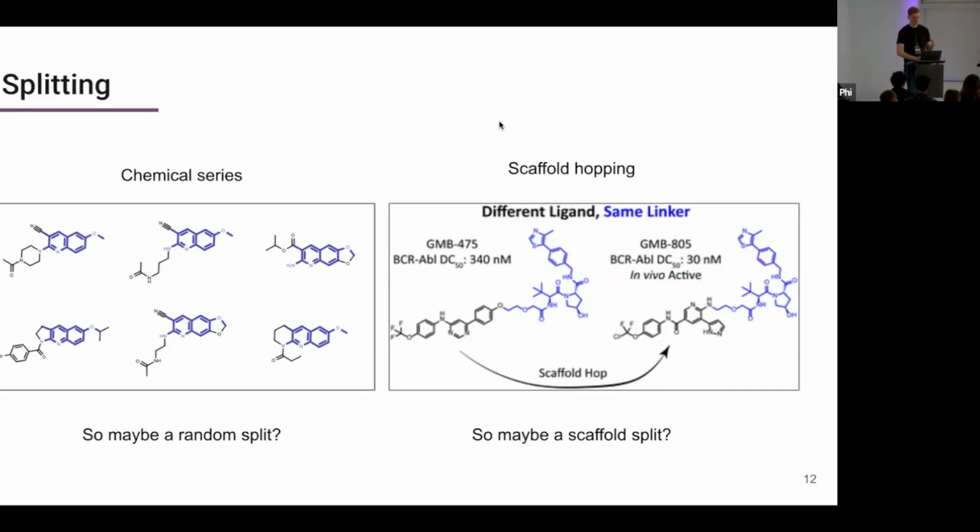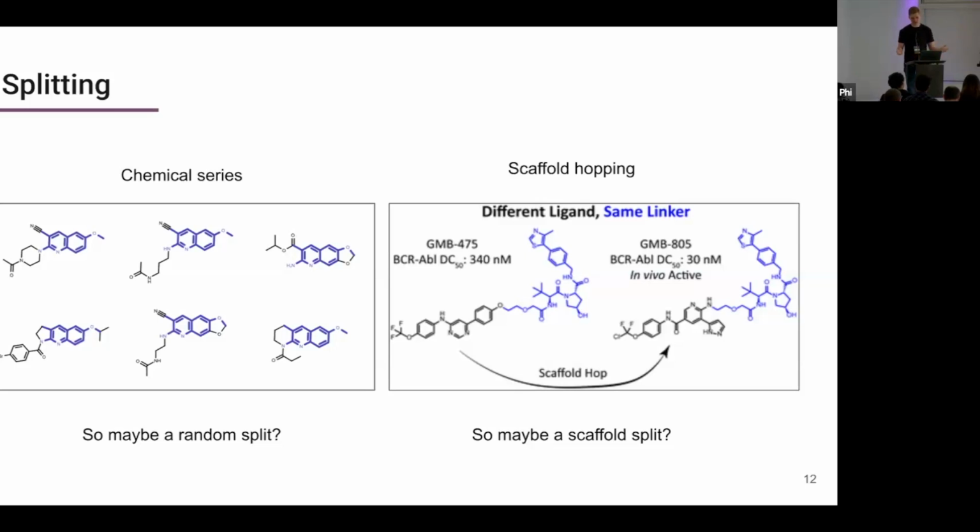So for example, if you're in a scenario where you're optimizing a chemical series, so typically in drug discovery programs, you find some starting points and you start making small tweaks to the starting points to try to improve the activity profile that you're after. In that case, you'll get what's called a chemical series. So it's a lot of very similar molecules. You stay very close to the starting point. In that case, maybe a random split is fine because your model doesn't need to generalize to the other part of the chemical space.